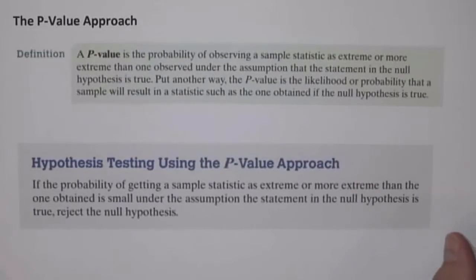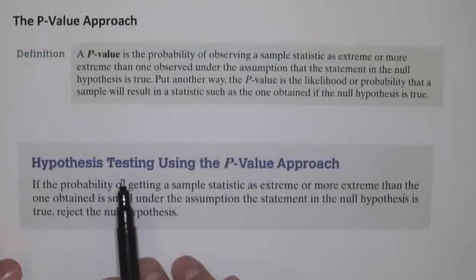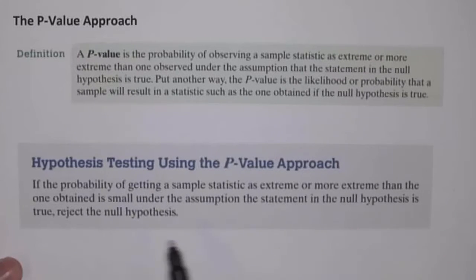So looking back at this page, hypothesis testing using the p-value approach. If the probability of getting a sample statistic as extreme or more extreme than the one obtained is small under the assumption the statement in the null hypothesis is true, then we're going to reject the null hypothesis. And again, how are we going to define small? Well, if the p-value is smaller than the level of significance, then we will reject the null hypothesis. But if the p-value is larger than the level of significance, then we will not reject the null hypothesis.